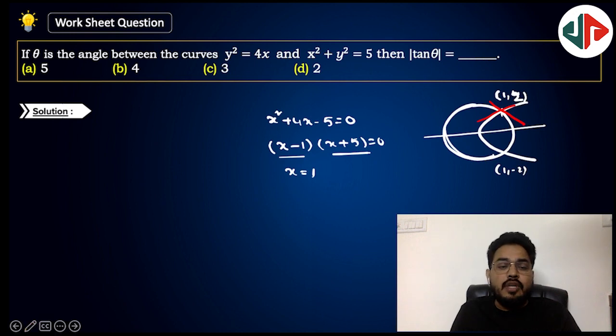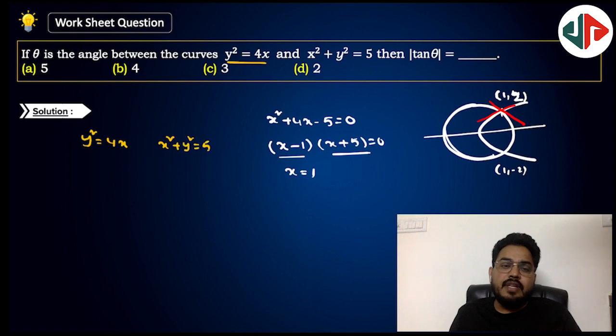So, what is the slope of this one? The curves are y square is equal to 4x and x square plus y square is equal to 5. So from here, 2y y dash is equal to 4. So m1 is equal to 4 by 2 into y value, which is 2, is equal to 1.